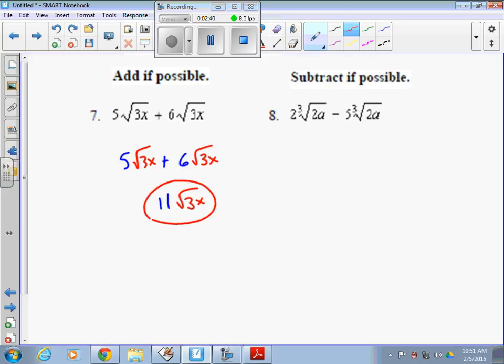The same thing's true with the next one. Notice it's the cube root of 2a. That's the same for both of them, the cube root of 2a. So that's like the same type of term. You can subtract 2 minus 5 and get negative 3 times the cube root of 2a. And that's just doing 2 minus 5.